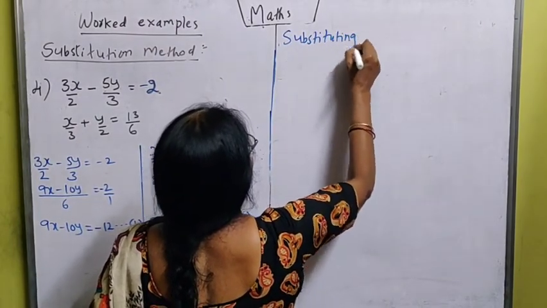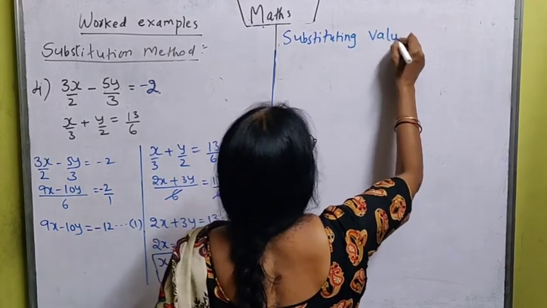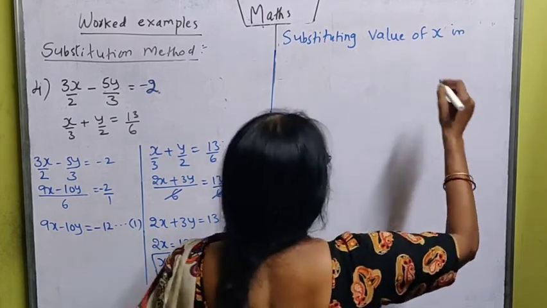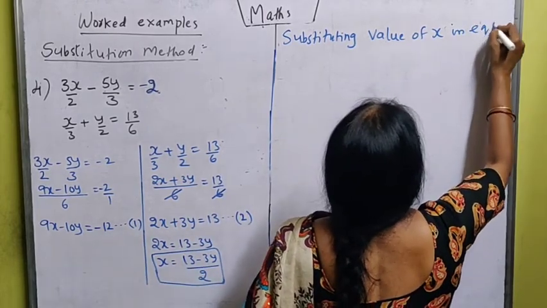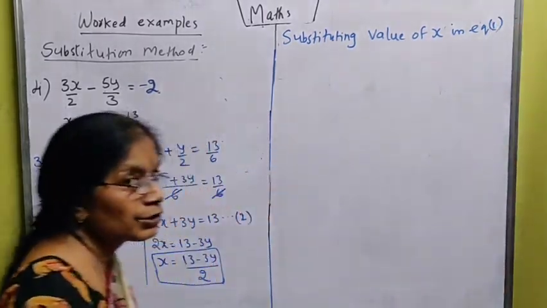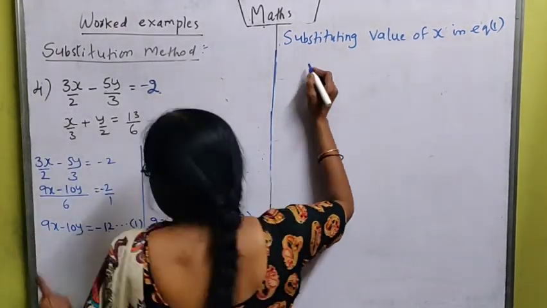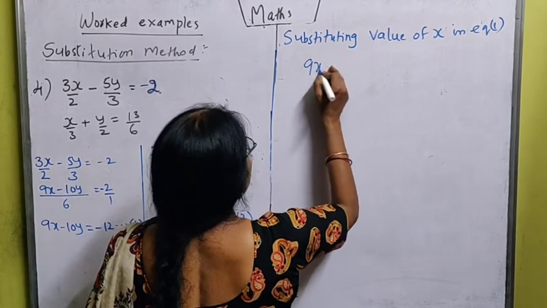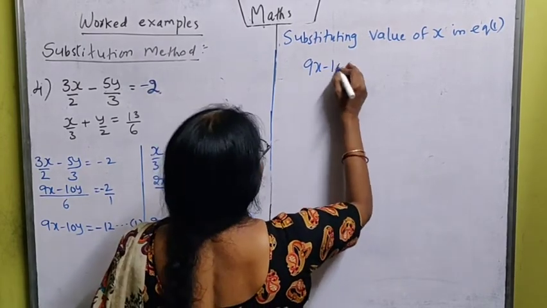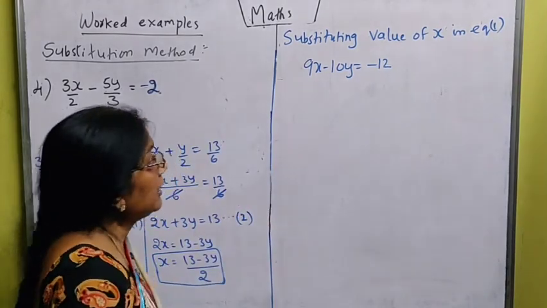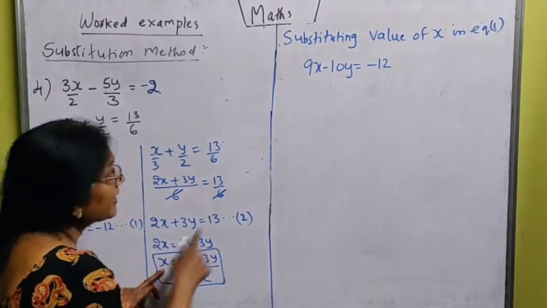Substituting the value of x in which? In equation 1. So now we will write down equation 1. What is equation number 1? 9x minus 10y is equal to minus 12. We are going to substitute the value of x in this equation.